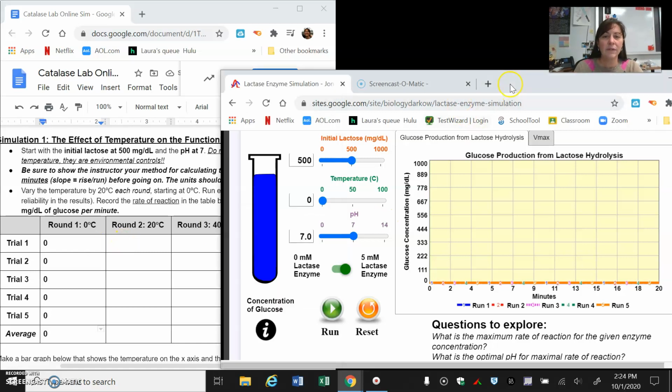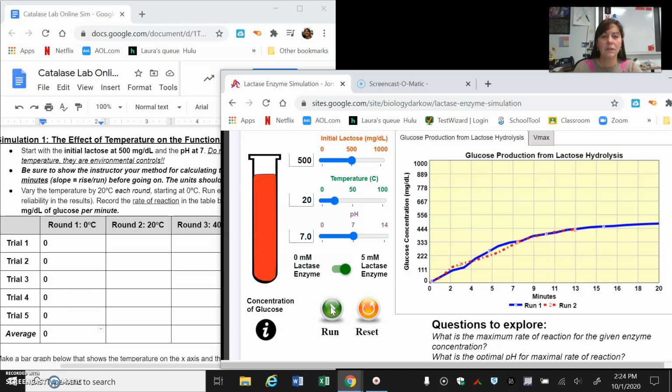All right, so I'm going to go back here and I'm going to hit 20 degrees. Okay, so now it's at 20. Oh, sorry, I should reset first so that it didn't have the zeros there. So I'm set at 20 and I'm going to hit run. That's 1, 2, 3, 4, 5. Okay, and so the same thing now. I need to see the average at minute 3.